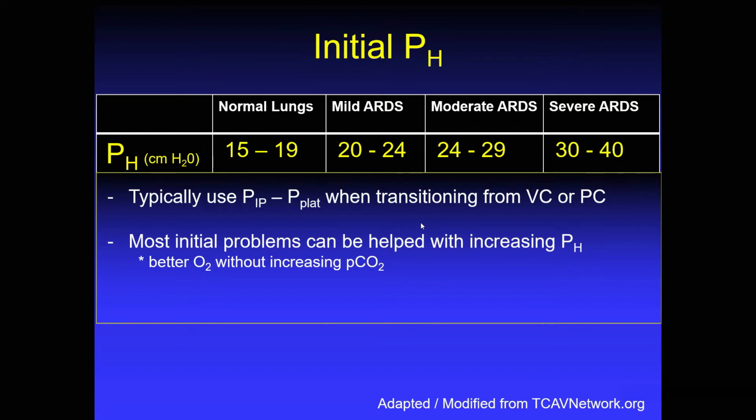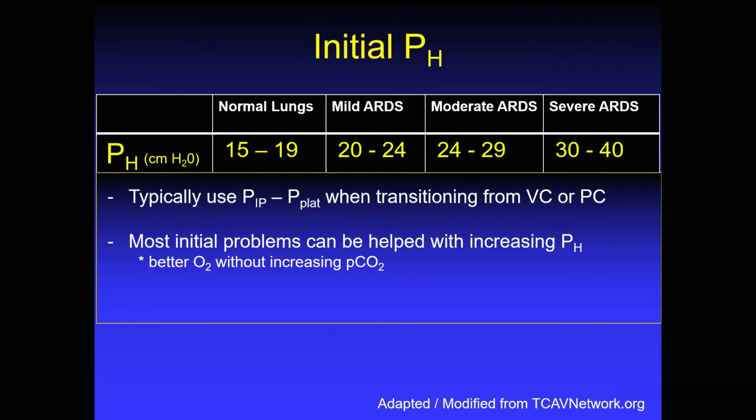If you're transitioning from volume control, I typically still use the peak inspiratory pressure, although the formal recommendation from the shock trauma group is to use the plateau pressure. And transitioning from a pressure control, then pretty much everybody agrees you would set your initial P high at or around the peak inspiratory pressure.